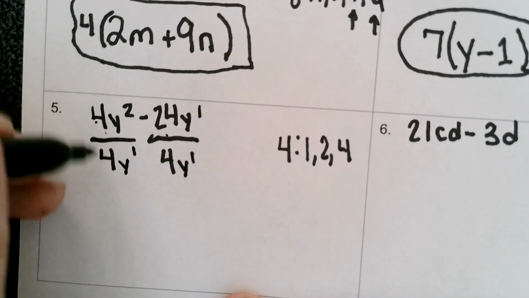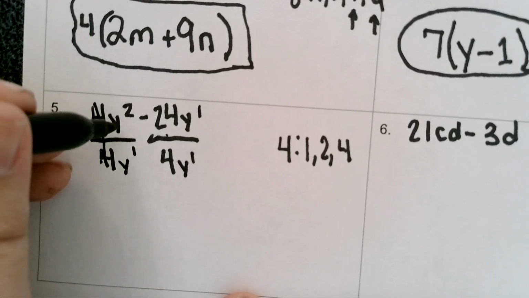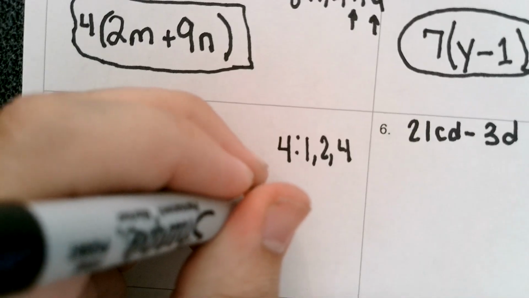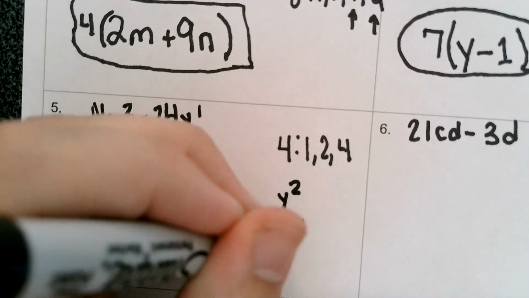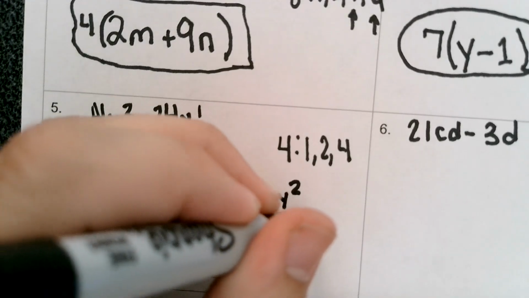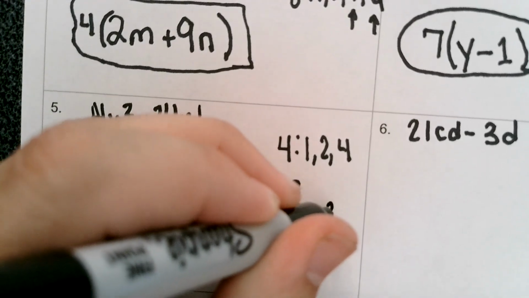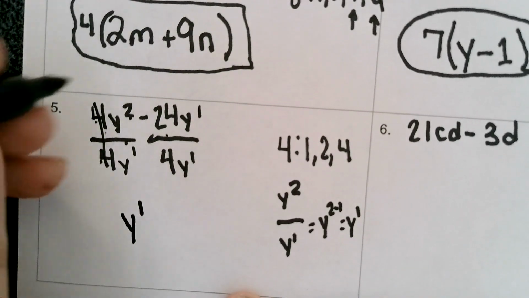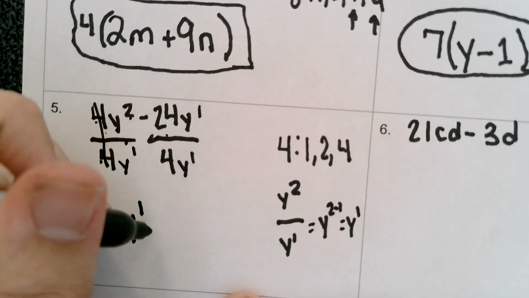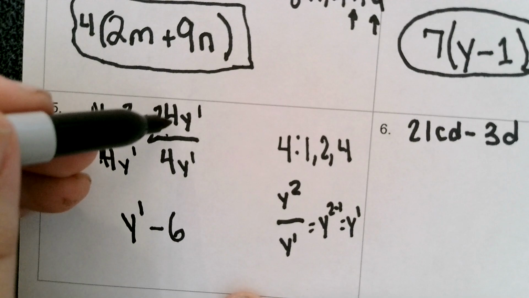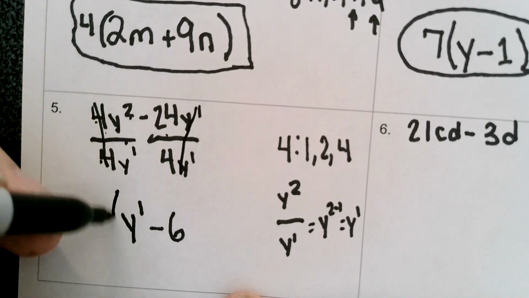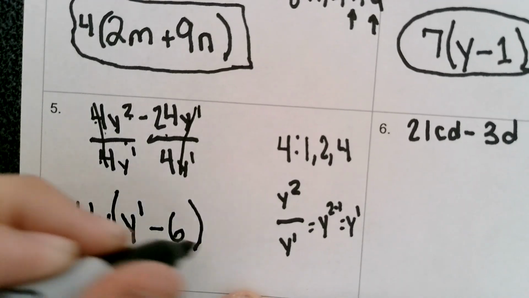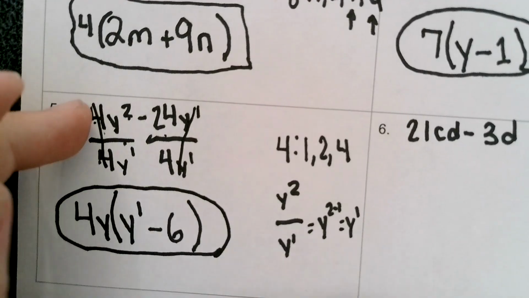Okay? 4 divided by 4 is 1, so those cancel. Y to the second divided by y to the first. This is now quotient rule. Remember quotient rule, when you have two things with like bases being divided, you can just subtract the exponents. So this would be 2 minus 1, which is 1. So this would be y to the 1. Negative 24 divided by 4 is negative 6. The y to the 1 cancels out. So you put that in parentheses, and you stick your greatest common factor outside. And that's your answer.